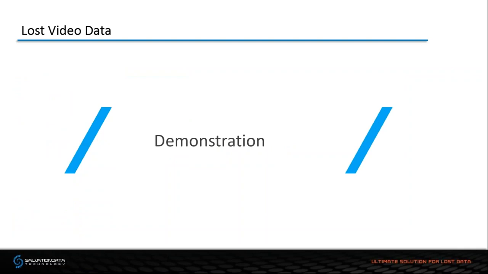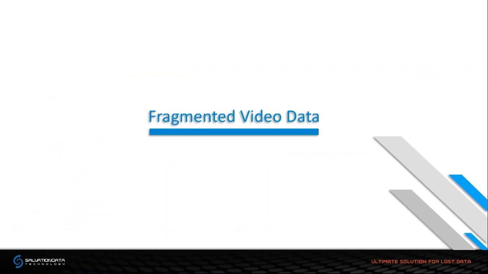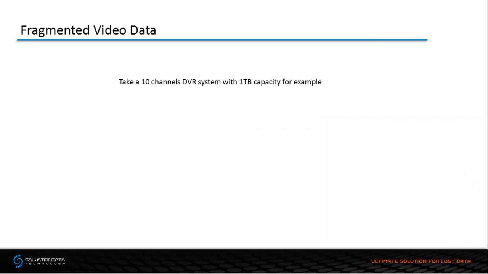Okay, so now let's continue the last one, fragmented video data. So what is fragmented video data? Generally, when a video file is overwritten, sometimes some small fragmented data will still remain. We Salvation Data have a kind of special technology to recover and reassemble such video data, and we call it fragmented video data. Now let's take a 10 channels DVR system with one capacity, for example.